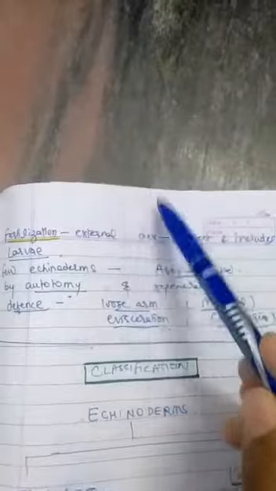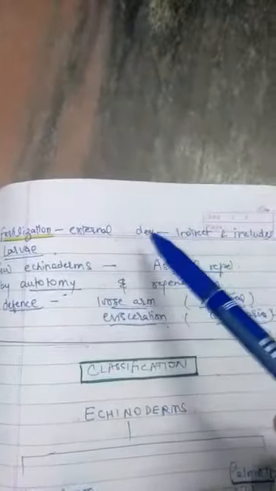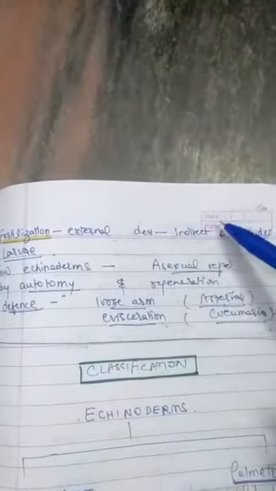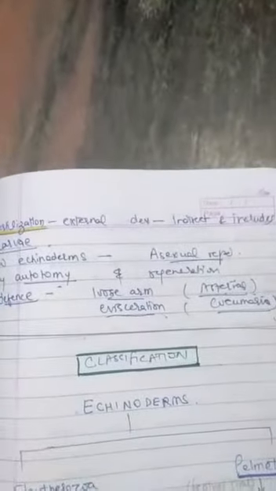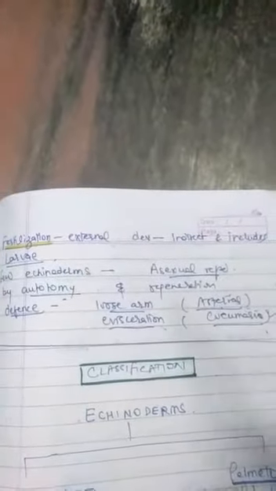After fertilization, sperm and ova fuse to form a zygote, and the zygote starts dividing. And development is indirect. That means in the life history of echinoderms, we get to see a number of larval stages. It doesn't directly develop into an adult echinoderm. It undergoes a series of larval stages. For example, bipinnaria, brachiolaria, pluteus larva, auricularia larva. There are a number of larvae seen in the life history of echinoderms. So development is indirect and includes larvae.